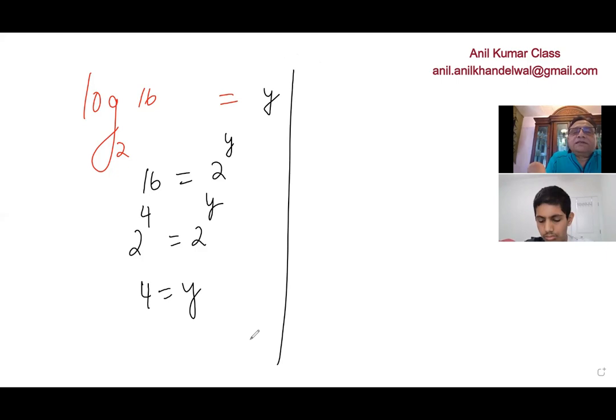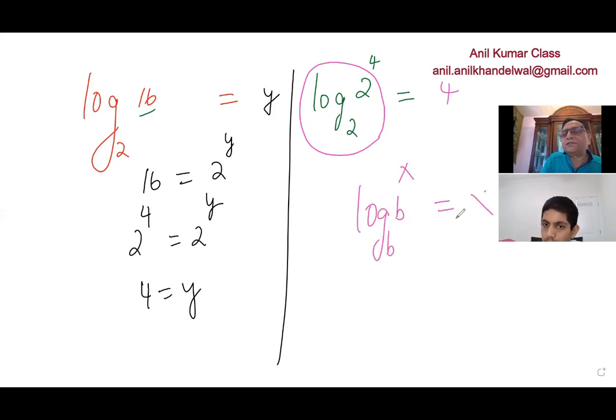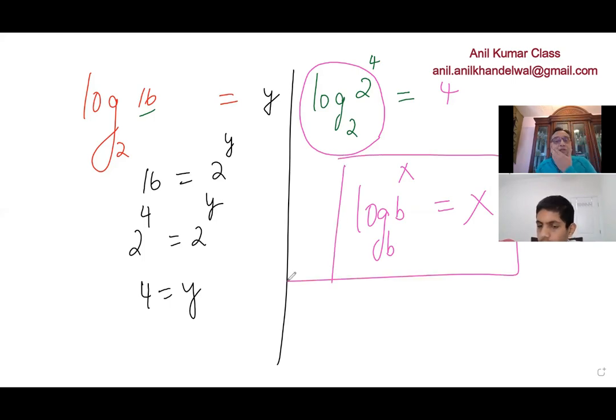The other way you could have done it like this. You could have written the question as log to the base 2, and instead of 16, we could write 2 to the power of 4, correct? And since this part is 1, you remember 10 to the power of 2 was 2, right? So now this should be equal to 4, correct? So we have, in a way, learned a rule that if I have log to the base b of b to the power of x, then the answer is x. Is that correct?